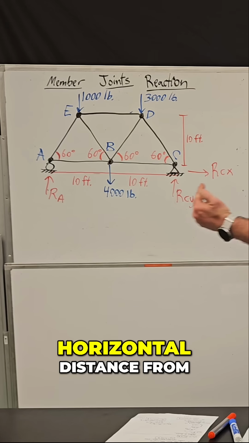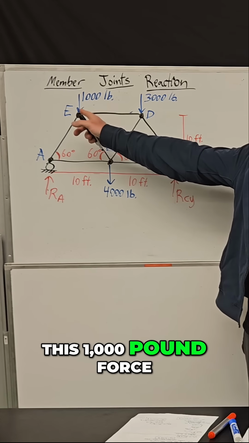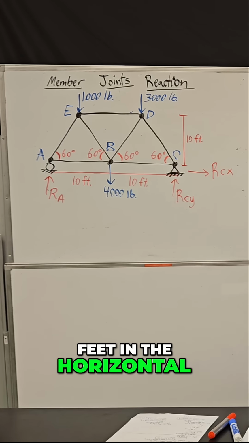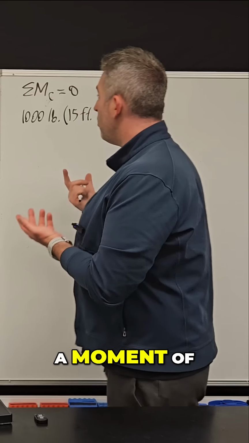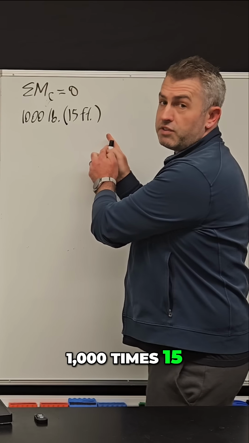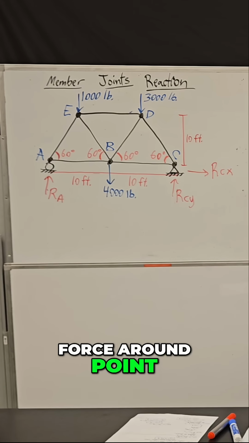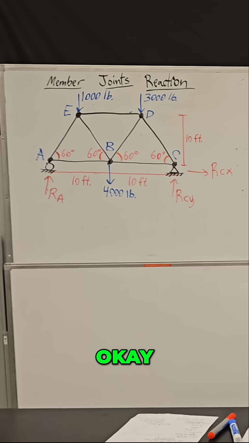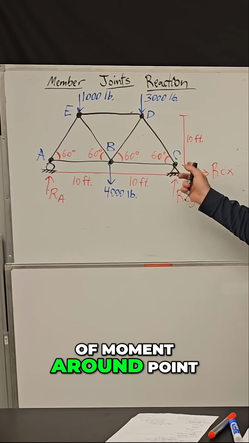So the total horizontal distance from this 1,000 pound force to joint C is actually 15 feet in the horizontal direction. And that creates a moment of 1,000 times 15. That's a rotational force around point C equal to the product of the force and the distance, okay? And so what's the second source of moment around point C?